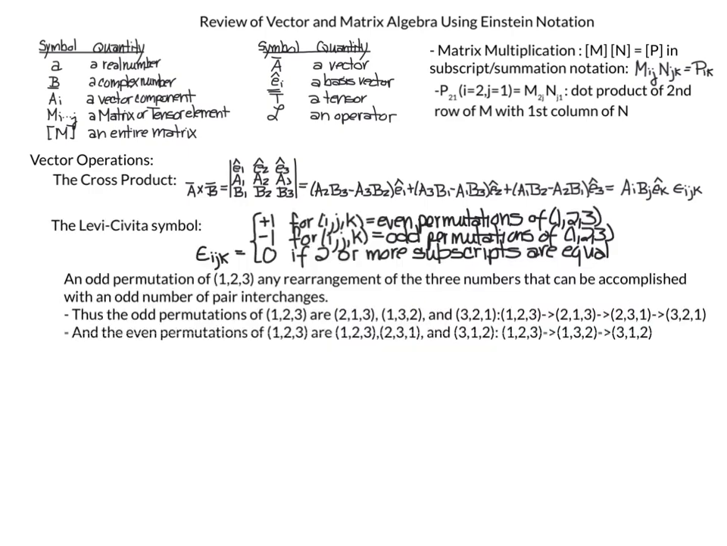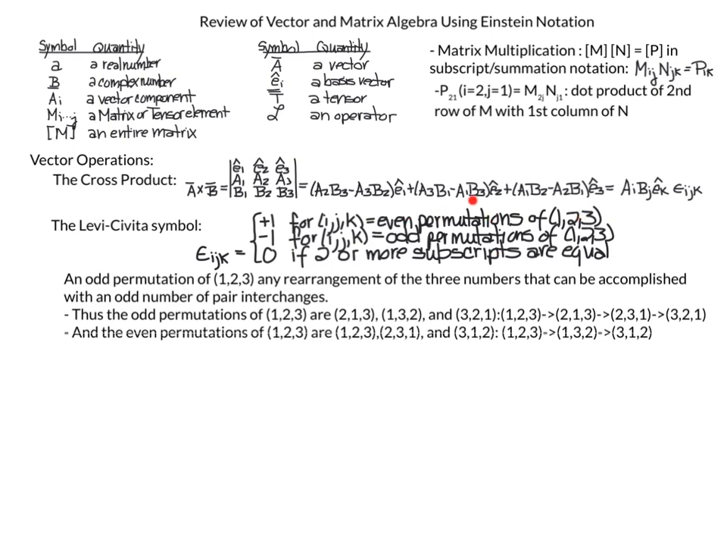You may notice I already put this third way of expressing this, which is A sub i, B sub j, e sub k, and then this epsilon ijk, where this epsilon ijk is the Levi-Civita symbol, and it's equal to 1 for ijk being even permutations of 1, 2, 3, negative 1 if it's an odd permutation of 1, 2, 3, and 0 if two or more subscripts are equal.